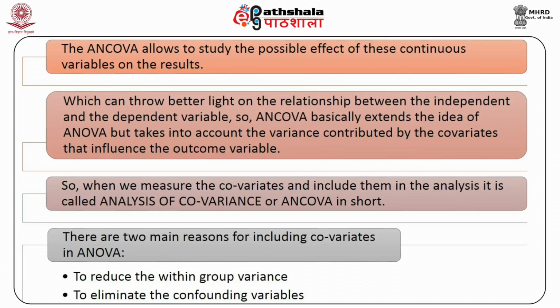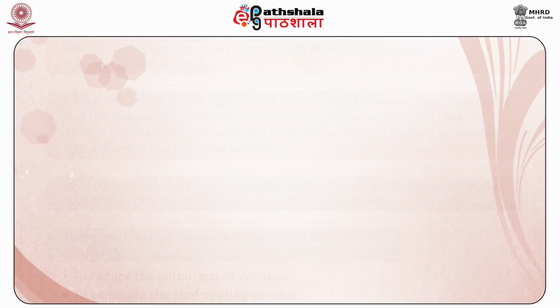So ANCOVA basically extends the idea of ANOVA but takes into account the variance contributed by the covariates also that influence the outcome variable. So when we measure the covariates and include them in the analysis, it is called analysis of covariance or ANCOVA in short. There are two main reasons why we include covariates in ANOVA: to reduce the within group variance and to eliminate the confounding variable.